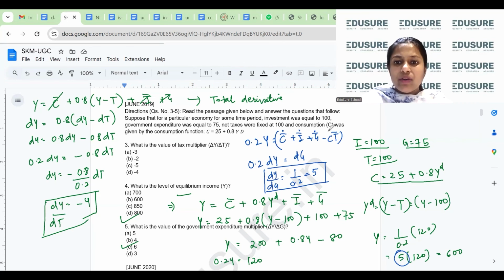So the multiplier, which is 5, is going to be the same whether the multiplier is for government expenditure, investment, C bar, or not for minus CT. So C bar, I bar, G bar are all the autonomous components, and the multiplier for all of them is going to be the same, and the multiplier is going to be 5. So the final answer for this series is this is minus 4, this is 600, and this is 5. This is June 2019.